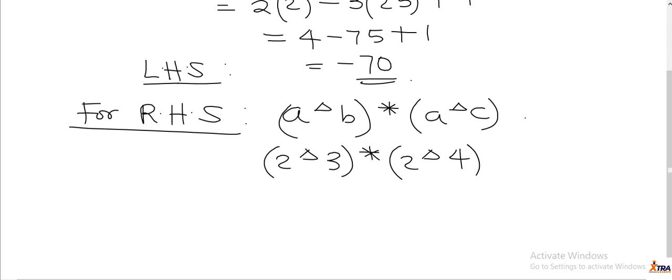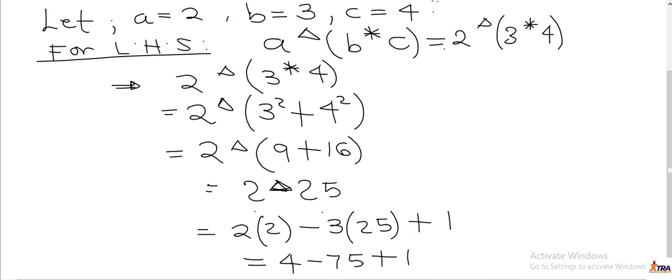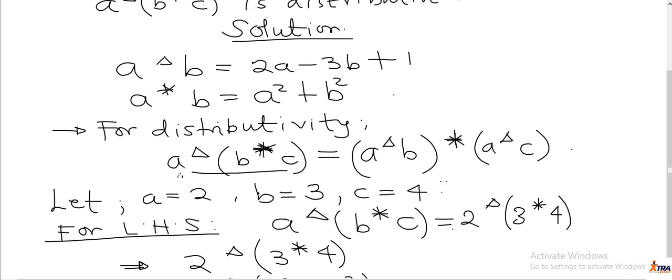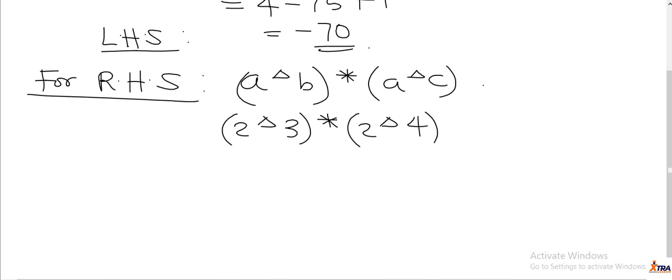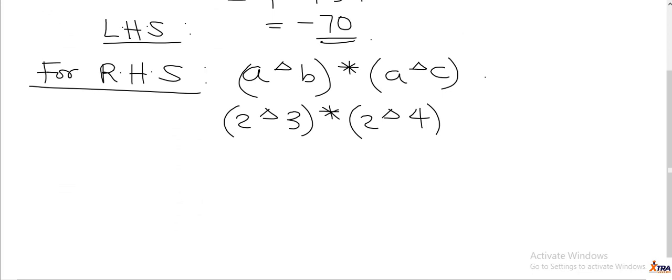Those were the values that we assumed for our a, b, and c, since they are natural numbers, that is, they are elements of the set N. So I can say here that we were using the operation triangle. We know that from the operation triangle, we're given the formula, which is 2a minus 3b plus 1. So from there, we can take it up. 2a minus 3b plus 1.